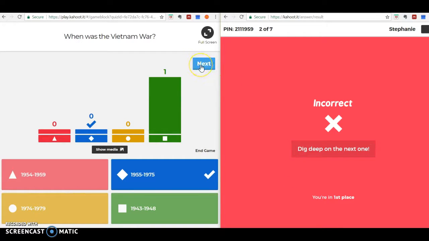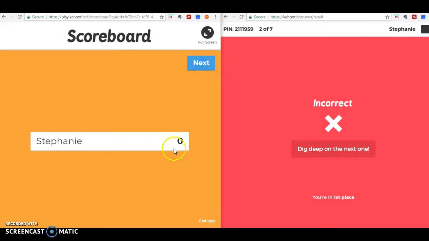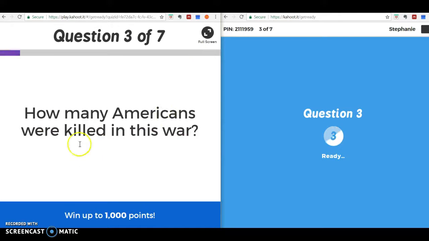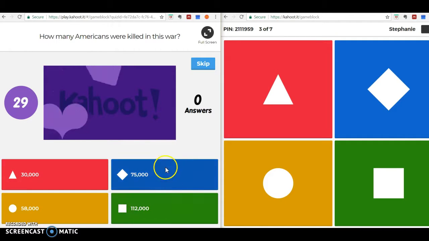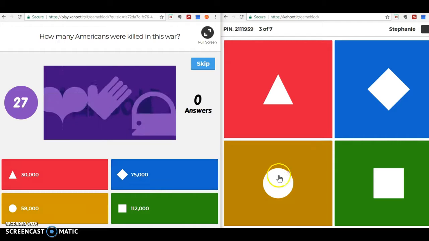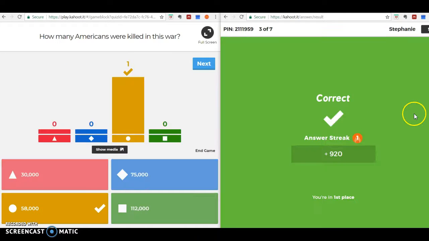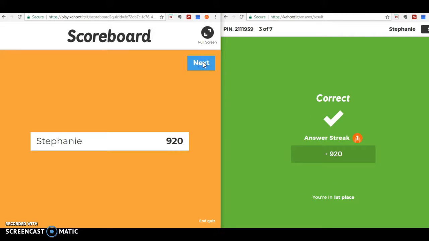Then the teacher would click next, still 0 points, and then the next, how many Americans were killed in this war? Again, the students can win up to 1,000 points, so then you would click circle. That is the correct answer, and then I would be awarded 920 points. Then the teacher can just keep going on to their next questions, and the students can keep on playing. That's how you play Kahoot.